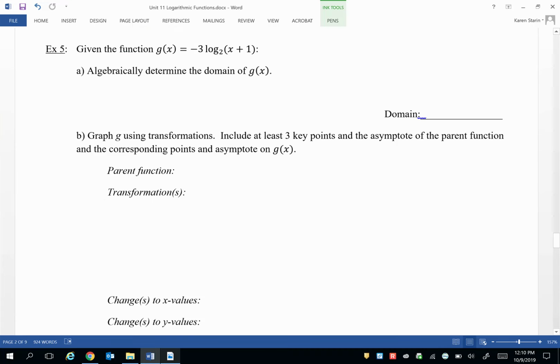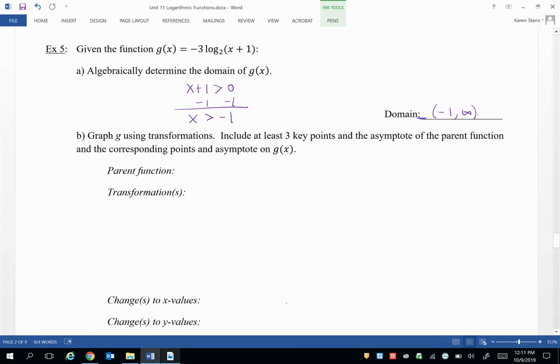Example 5. Given g of x equals -3 log base 2 of the quantity x plus 1, let's first algebraically determine the domain of g of x. For a logarithmic function, take the argument, which is x plus 1, create the inequality greater than 0, and solve for x. So this is a one-step problem. Subtracting 1 gives me x is strictly greater than -1, so our domain in interval notation is -1 to infinity.